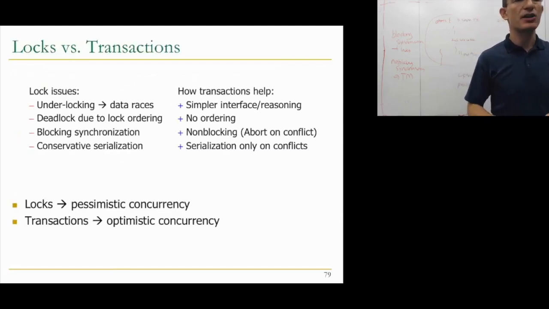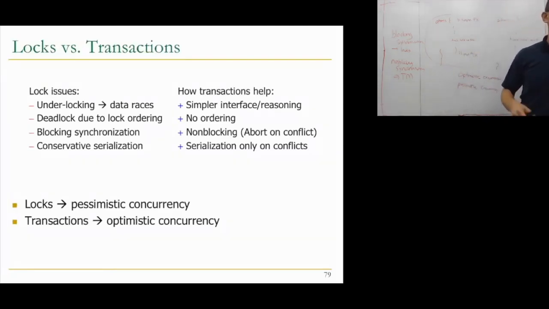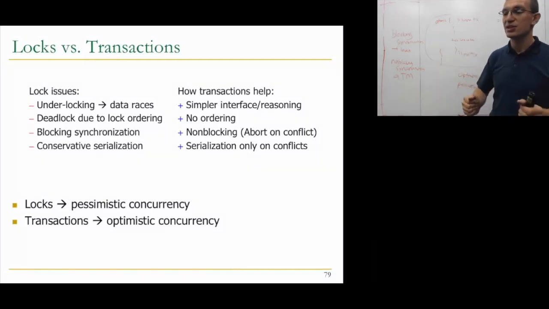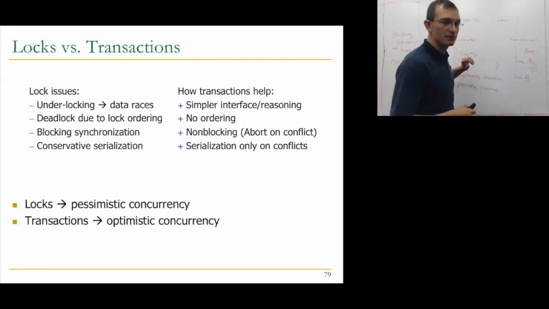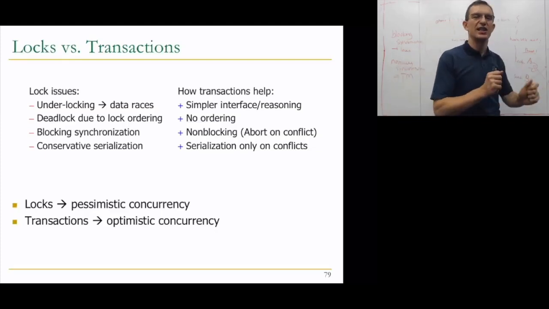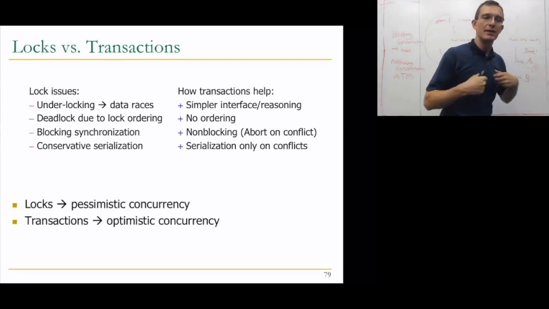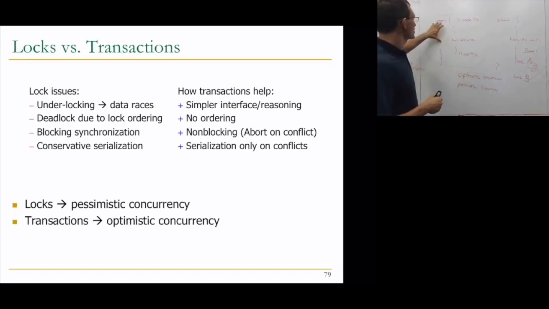So let's compare and contrast locks and transactions. Remember, in locks, we had underlocking issues because the programmer needs to minimize the locks because they cause serialization. Transactions can help this because the interface is simpler, right? The programmer doesn't need to reason that much about what is really shared data and what's not shared data. They do need to reason about what needs to be executed atomically, but they can be a little bit relaxed about it because atomic means all or none. And if the programmer wants, the atomic can be a larger code section.